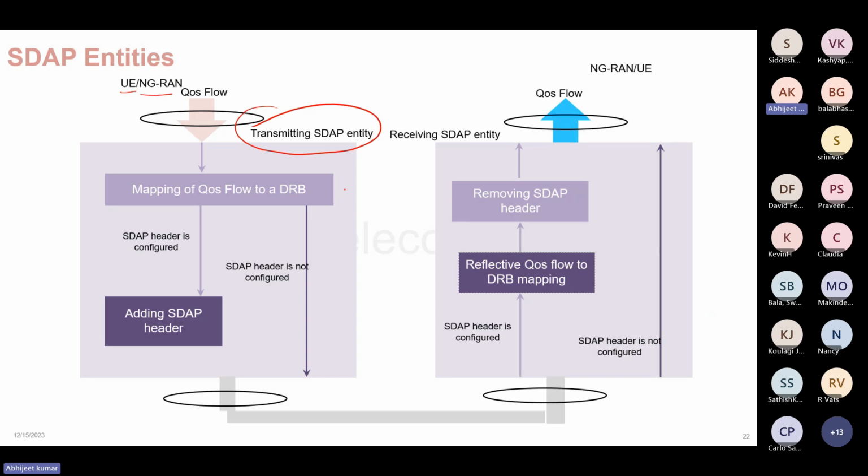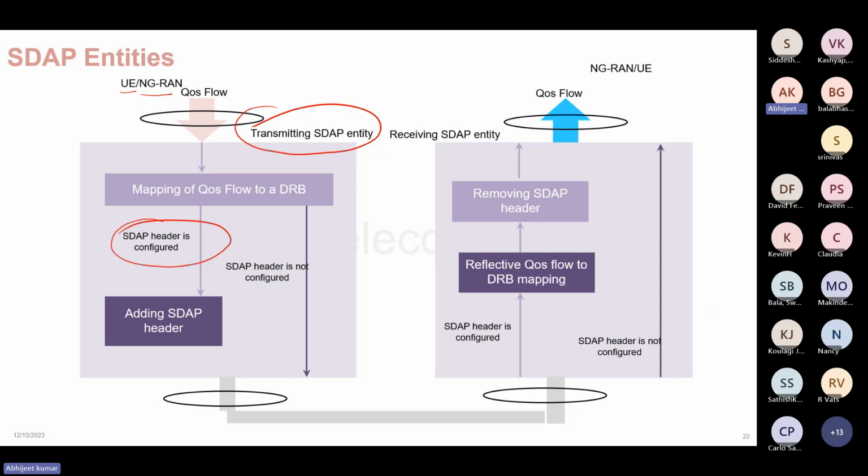So if it is the device, the transmitting SDAP entity is responsible for mapping the QoS flow to the DRB. Okay, and DRB is nothing but a kind of logical channel with specific QoS attributes for the data plane. It cannot be the control plane. It's only the data plane. So when they are transmitting, they have to map the SDAP header. So the SDAP header, we have to map. So what does the SDAP header mean?